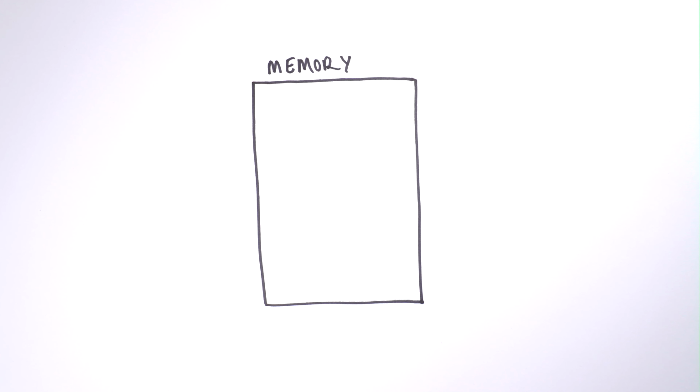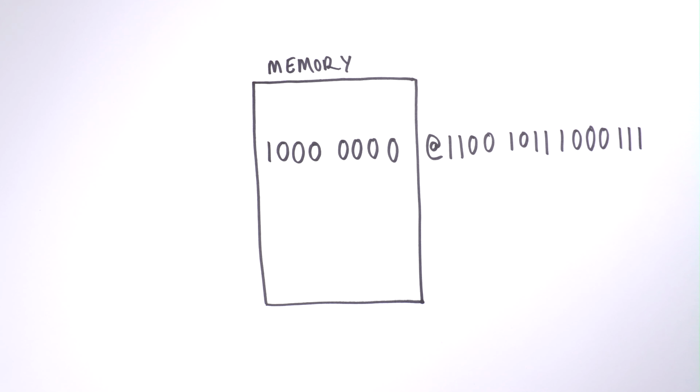As an illustrative example, instead of telling you that I put the number 10000000 into address 1100101110001111, I can just say that I put the number 80 into address CB8F.